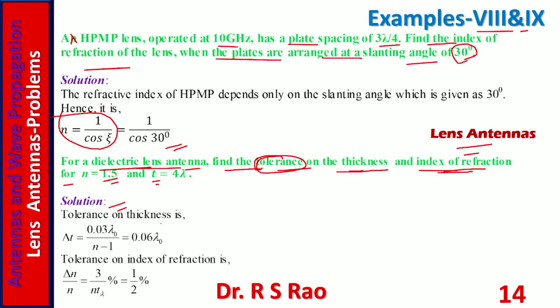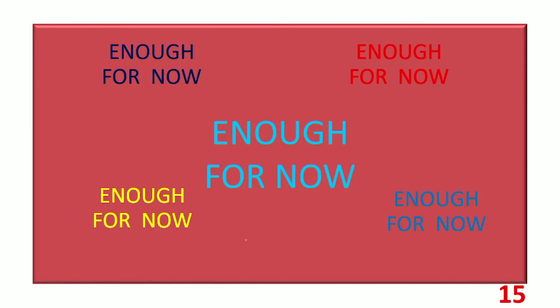Solution. Tolerance on thickness is given by this formula, 0.03 lambda naught by (n minus 1). N is given as 1.5. Therefore, delta T, tolerance on thickness becomes 0.06 lambda naught. Tolerance on index of refraction is given by delta n equal to 3 by T lambda, which is half. You need not consider n here. Delta n is the tolerance on index. It is half percentage.